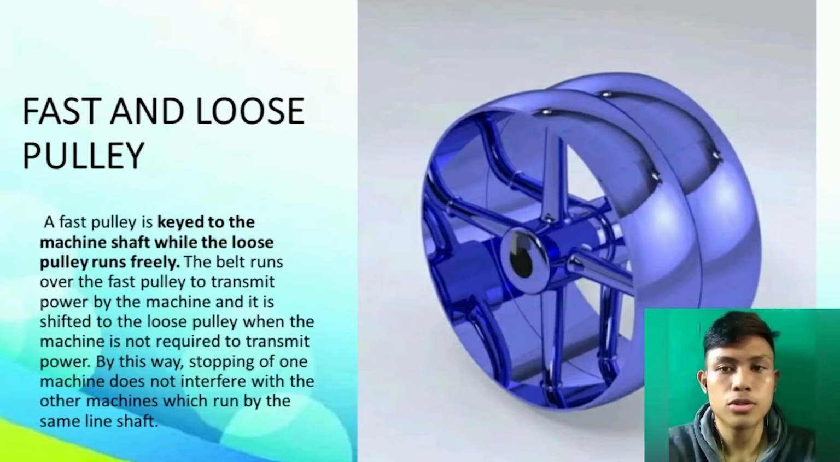A fast and loose pulley used on a shaft enables the machine to be started or stopped at will. A fast pulley is keyed to the machine shaft while the loose pulley runs freely. The belt runs over the fast pulley to transmit power to the machine, and it is shifted to the loose pulley when the machine is not required to transmit power. In this way, stopping one of the machines does not interfere with other machines which run by the same line shaft.